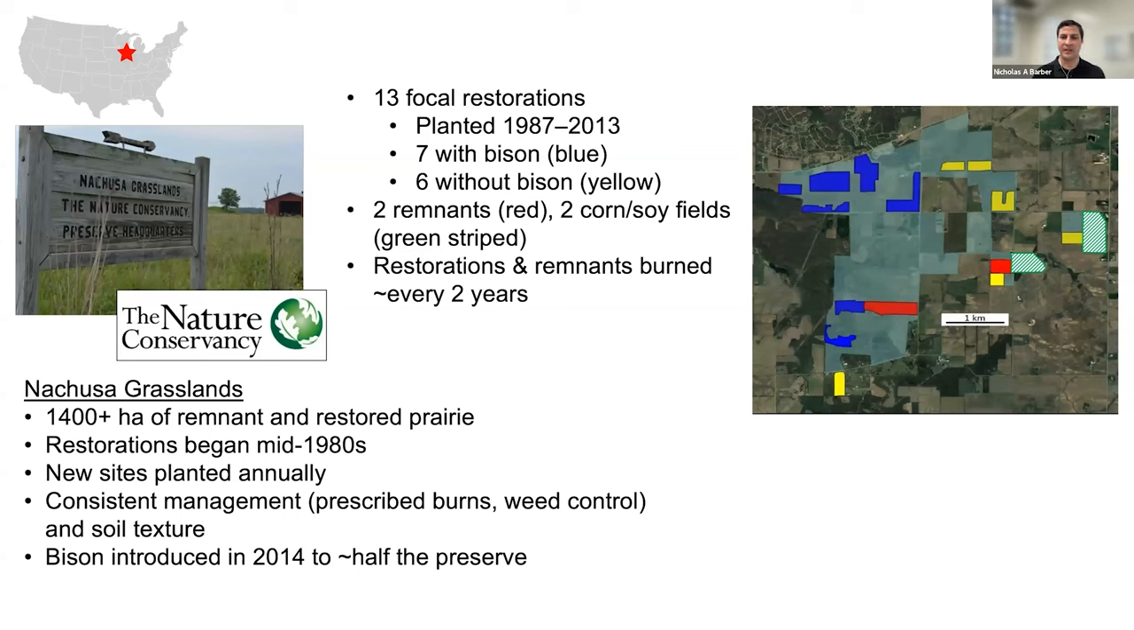And we also selected two large remnants shown in red and two nearby agricultural fields, the green striped areas. And these are again rotated between corn and soy. All the prairie sites, but not the farm fields, get prescribed fire. The schedule varies a little, but on average, it's about every second year.